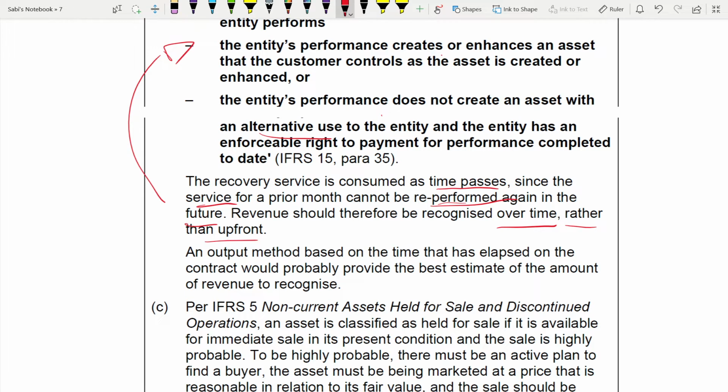So this is about recognition of revenue, right? We have to talk about that. Remember, when it's over time, there are two methods you can use to measure: input method and output method. Input method means your costs and everything, how much time you're taking. Output method means the result that you have achieved. So an output method based on the time that has elapsed on the contract would probably provide the best estimate of the amount of revenue to recognize. That means how much time has gone by.